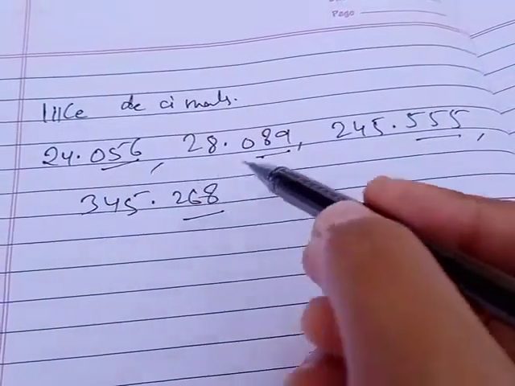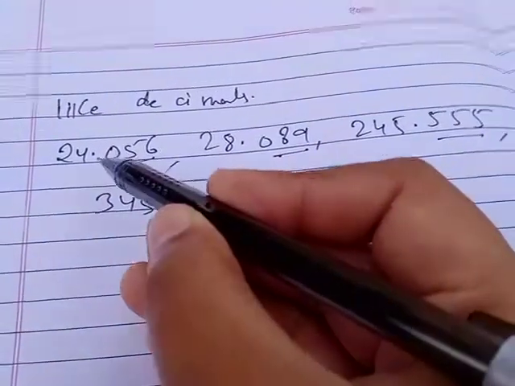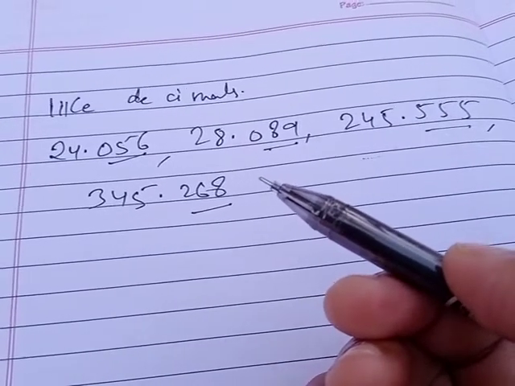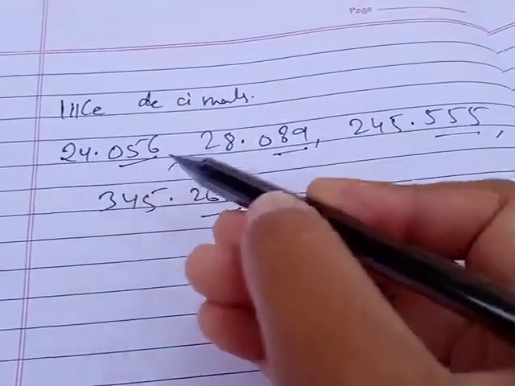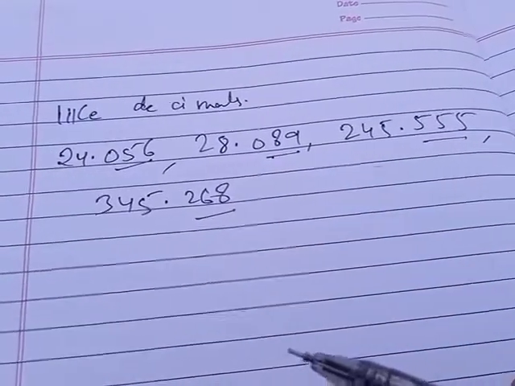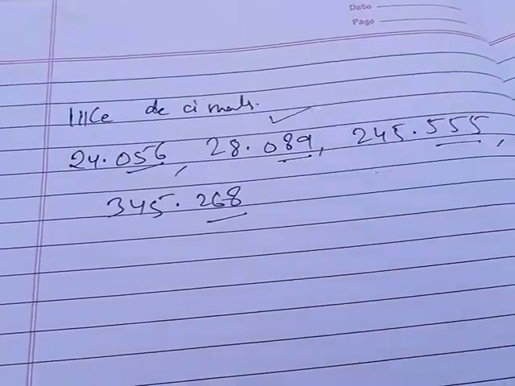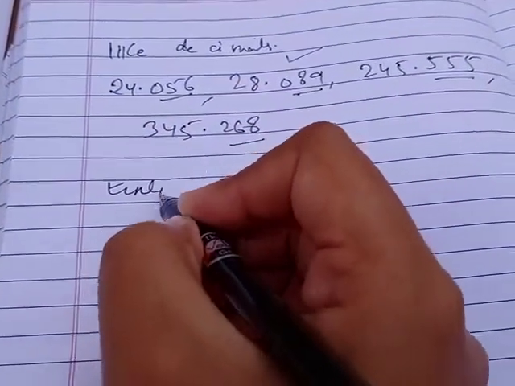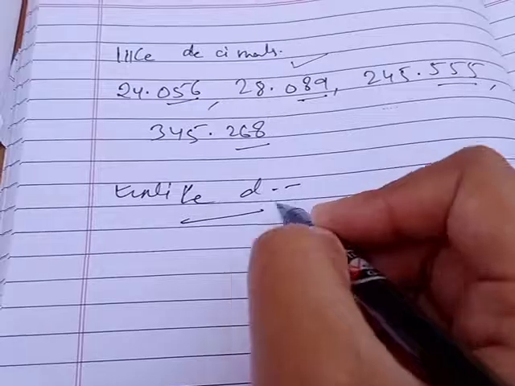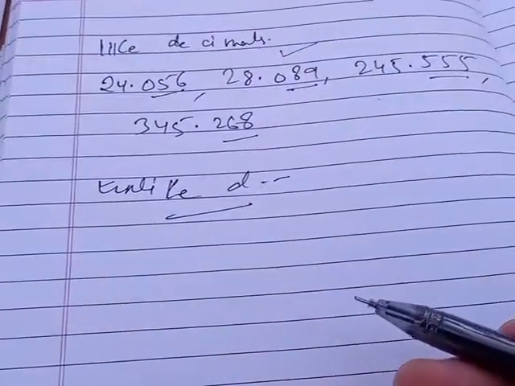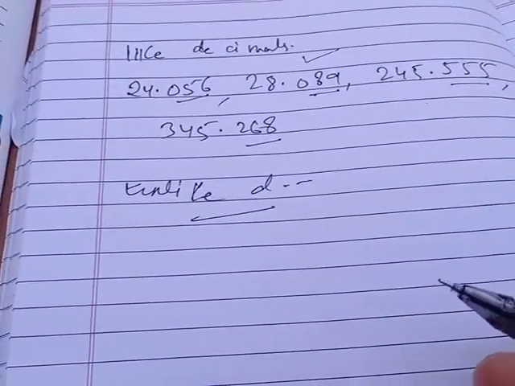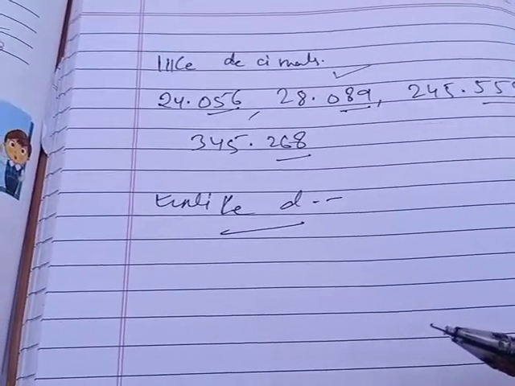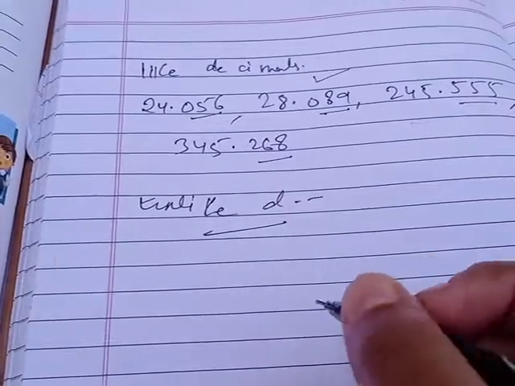Therefore, such decimals in which we have an equal number of digits after the decimal point are known as like decimals. Okay, similarly, what are unlike decimals? Unlike decimals are those decimals in which the digits after the decimal point are not equal.